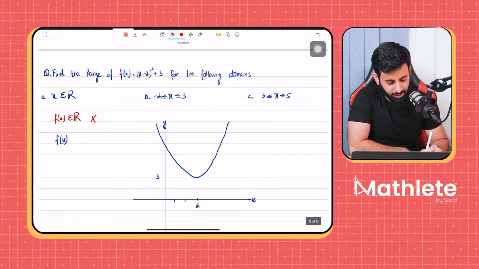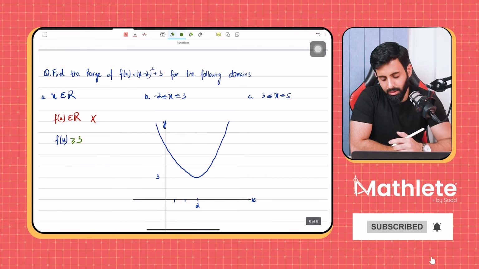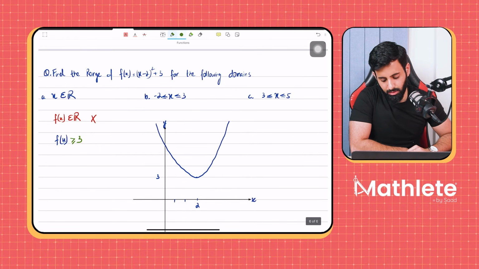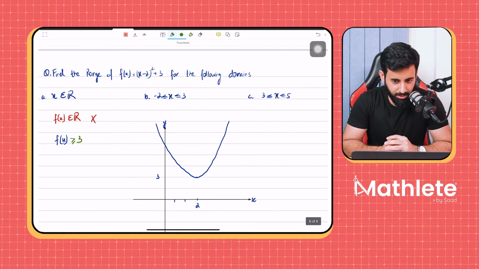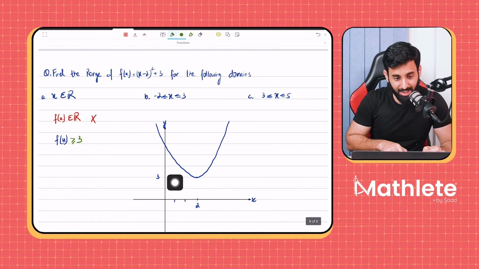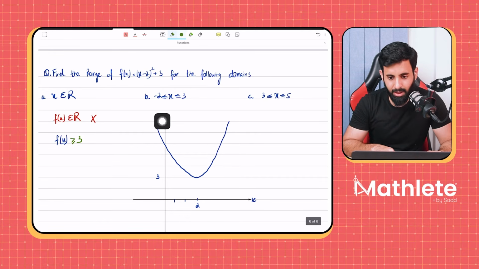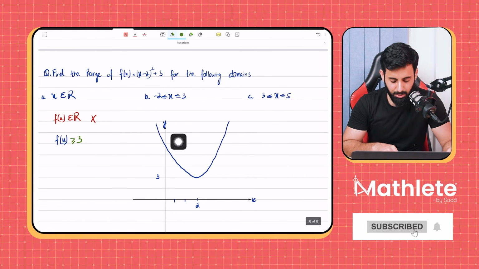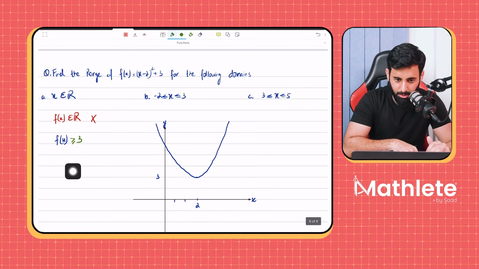What should be the correct answer for the range? That is correct. F of x should be greater than or equal to the turning point. And the turning point is 3. F of x is greater than or equal to 3. If you remember, what do we call this curve? We call it a minimum curve because it has a minimum value. If the minimum value is 3, all the other values of y are going to be greater than 3, which means the range of this curve is greater than or equal to 3.